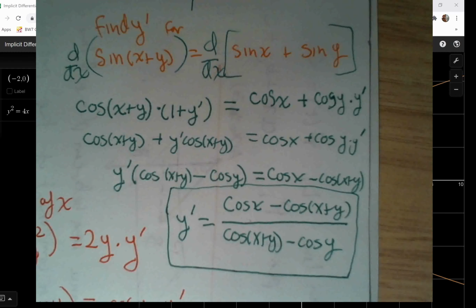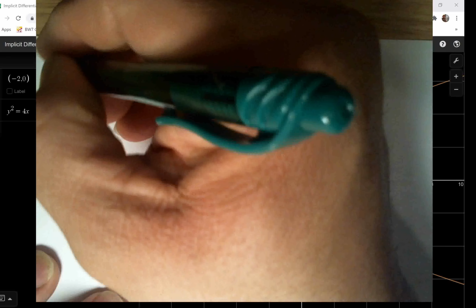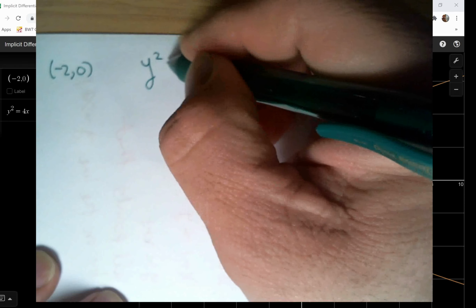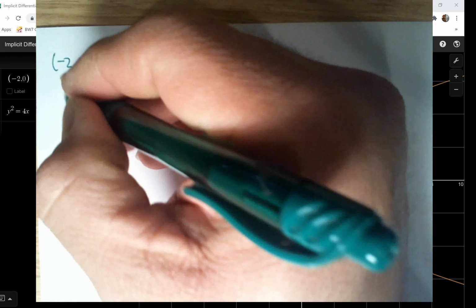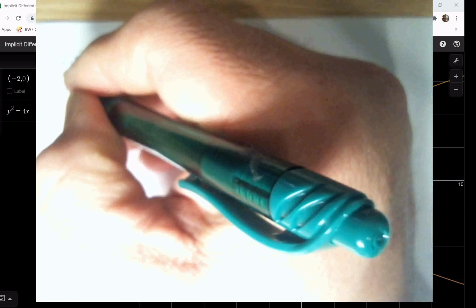The next example I want to work on is the homework problem, the one where we have to find a pair of tangent lines. So we're given the point (-2, 0), and then the implicitly defined function y squared is equal to 4x. And so one thing to realize here, if you didn't realize, this point is not on the graph.